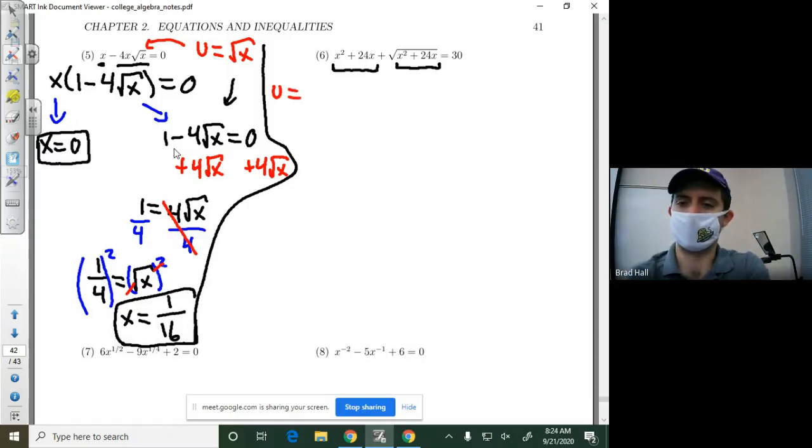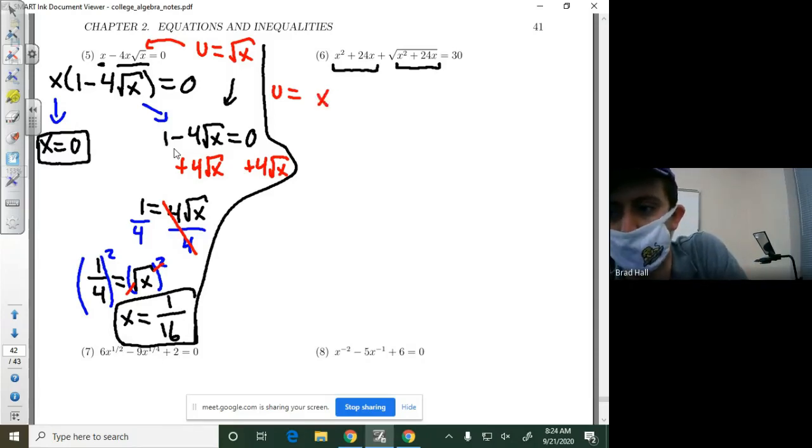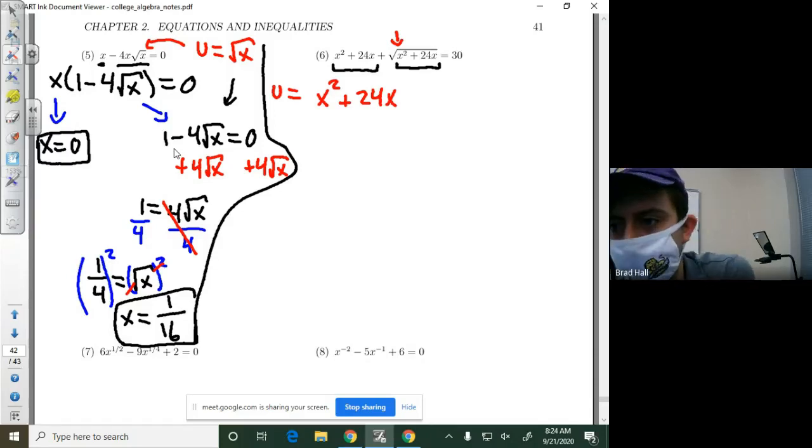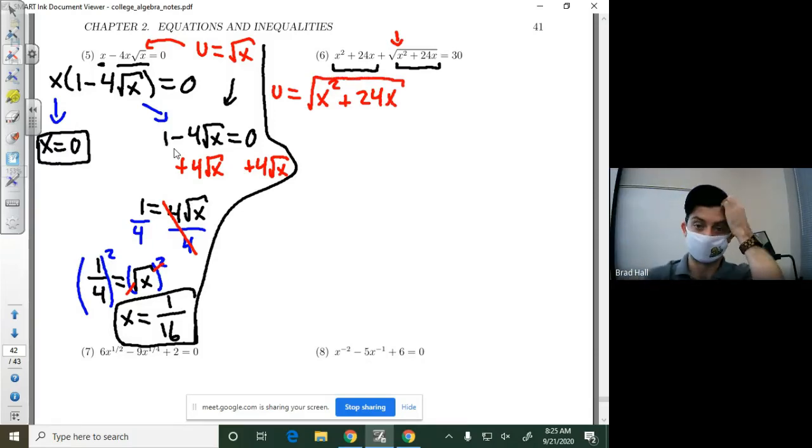So in previous semesters teaching this class, what some people normally identify U to be is x squared plus 24x, like this. This would not work out as it does not account for the square root here. You would end up having U plus the square root of U, and that's not really a quadratic. We need something that takes care of the square root as well. So that's why I'm also going to throw in the square root as part of the U.